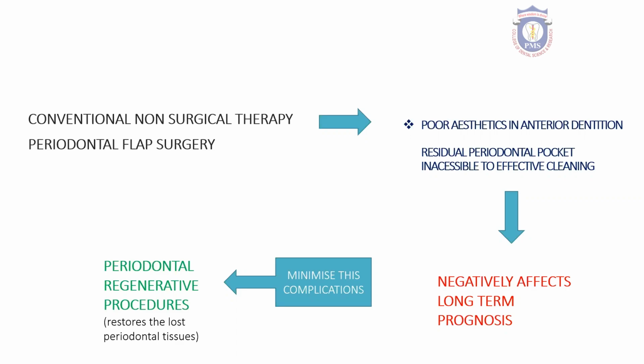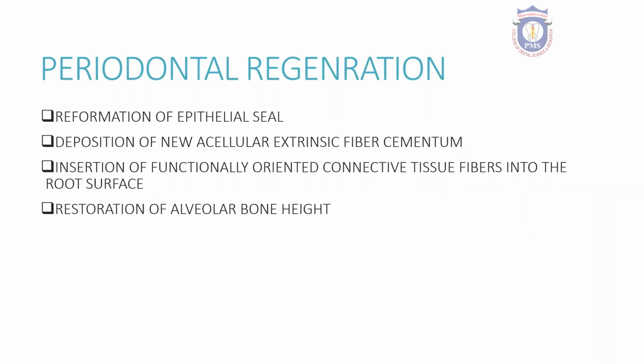However, to minimize these complications, periodontal regenerative procedures were introduced to restore the lost periodontal tissues. So, periodontal regeneration involves the reformation of epithelial cells, the deposition of new acellular extrinsic fiber cementum, insertion of functionally oriented connective tissue fibers into the root surface, and to restore the alveolar bone.